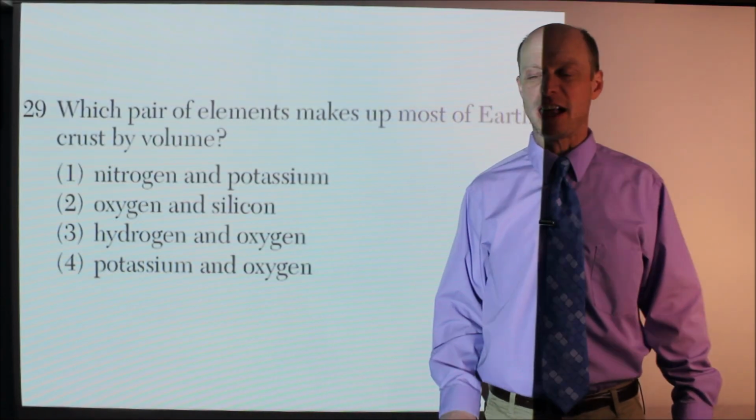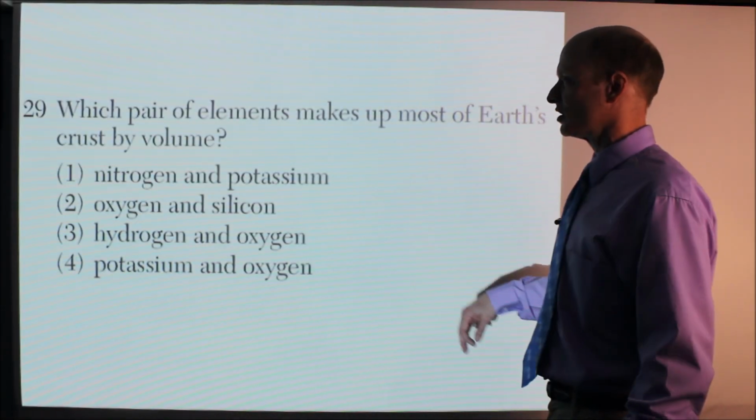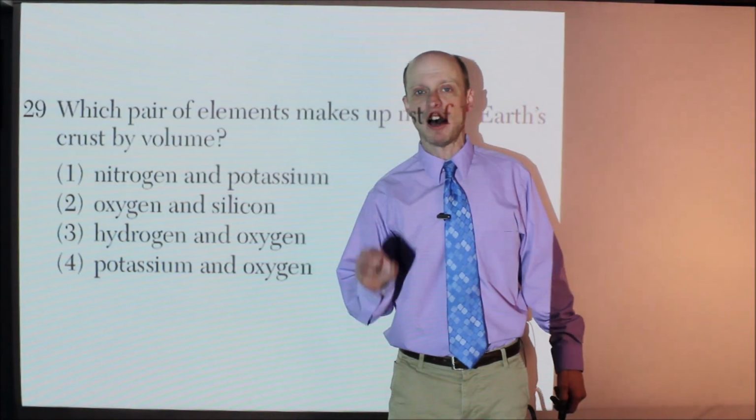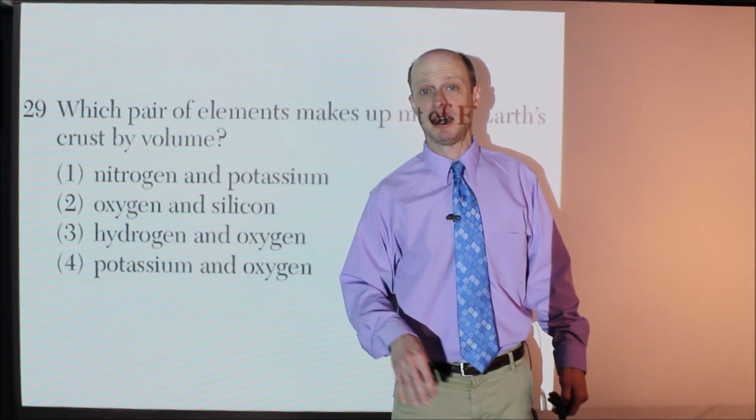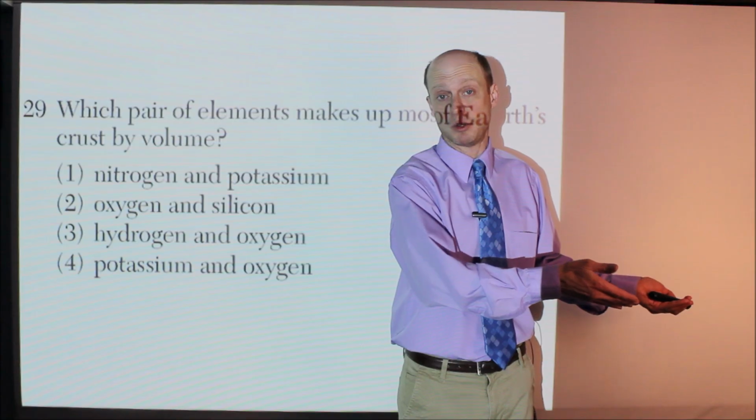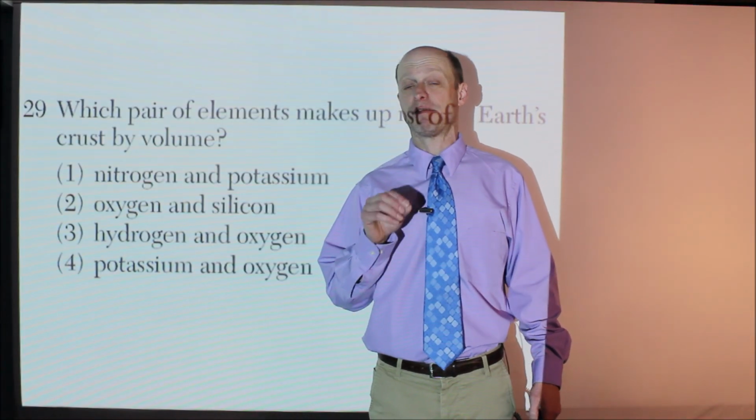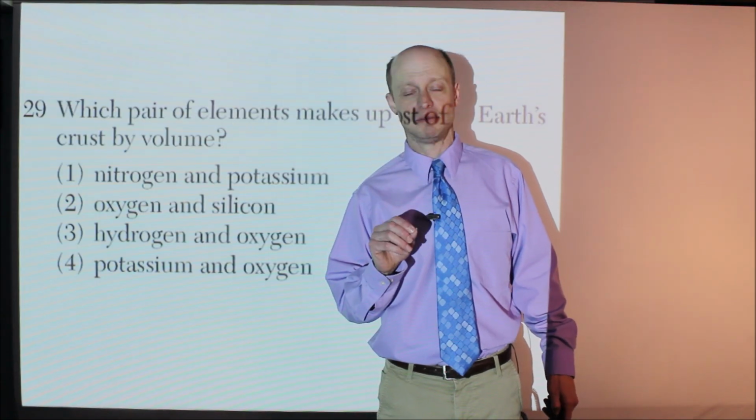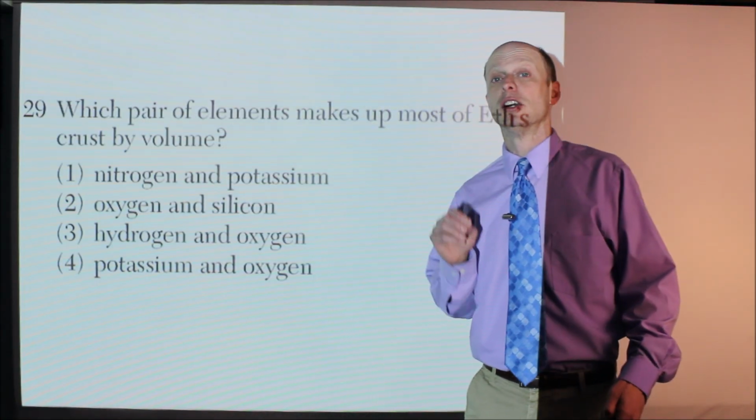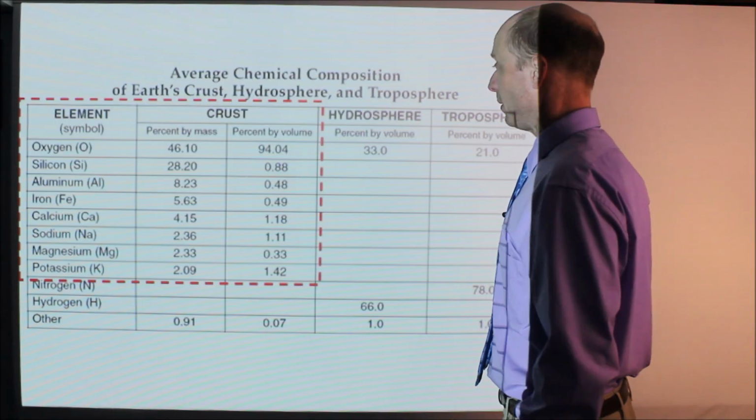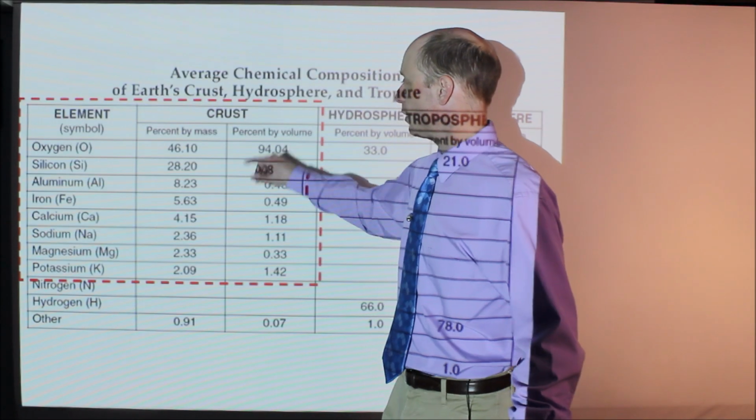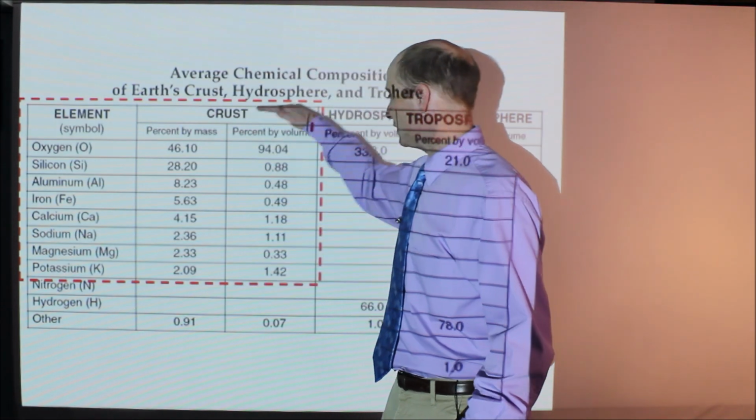29. Which pair of elements make up most of Earth's crust by volume? Volume is how much space it takes up. Compared to mass, which you'll consider to be weight, volume is how much space it takes up. You need to know that this is on the front of the reference table. We don't expect you to have this in your head. Look it up, front page of the reference table. This is the crust of the Earth. This is by mass, and this is by volume.